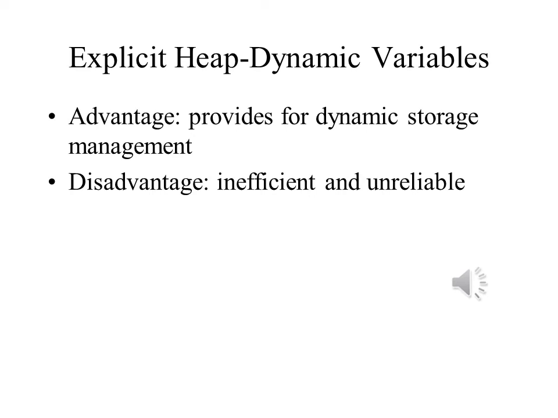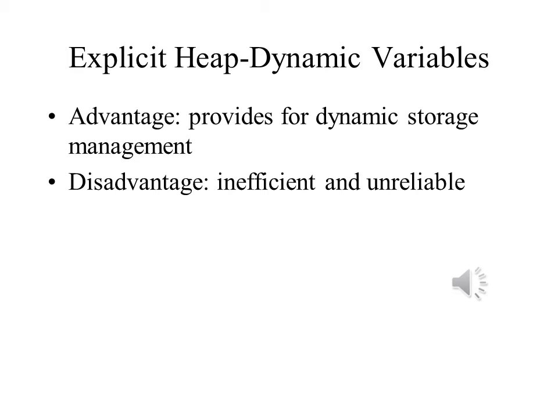There is, however, a downside. Heap dynamic variables can be inefficient and unreliable. For example, if you have data stored in a linked list, which is usually implemented using explicit heap dynamic variables, we have to search it linearly. The ways in which we can search an array, such as by a binary search or hashing, won't work with heap dynamic variables on a linked list.